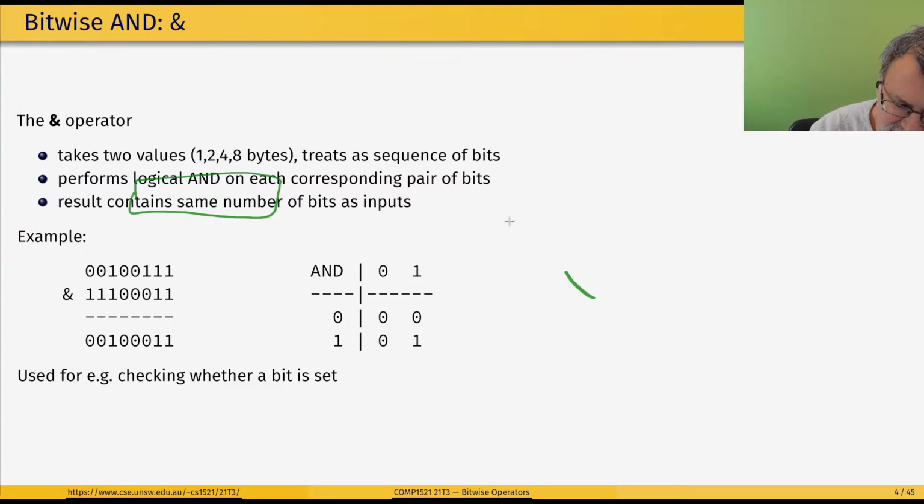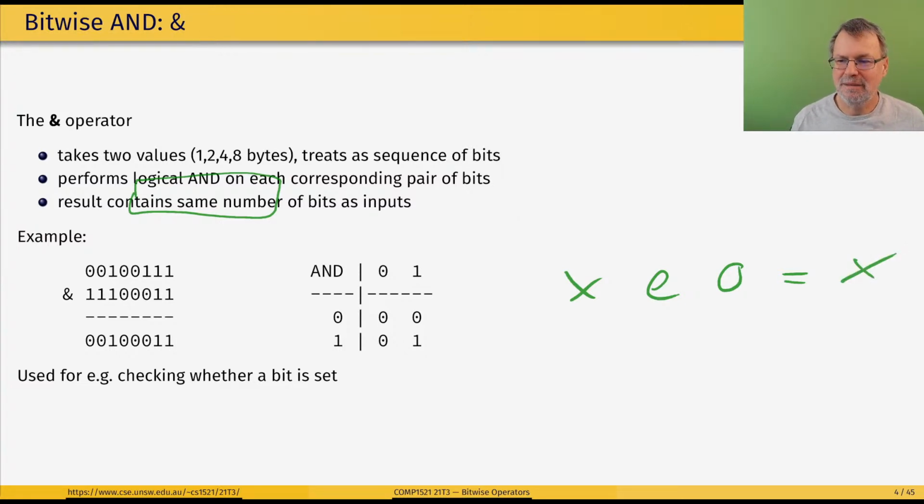Anything x and 0 equals x. Sorry, now I've confused as well. X and 0 equals 0, always. So that won't work, yeah.